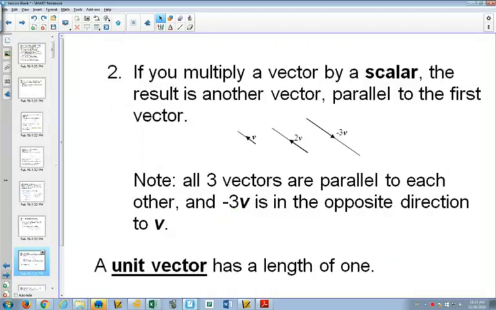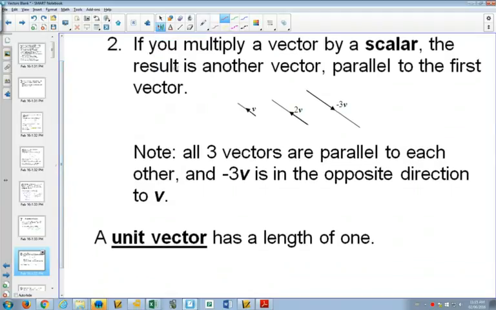If you multiply a vector by a scalar, so if you would take this vector v and double it or triple it, you're going to get another vector that's still going in the same direction. It's just going to be longer or shorter than what you had to begin with. And if you multiply it by a negative, the negative just flips the direction around. So negative 3v is still parallel to the vector v, but now it's going in the opposite direction.